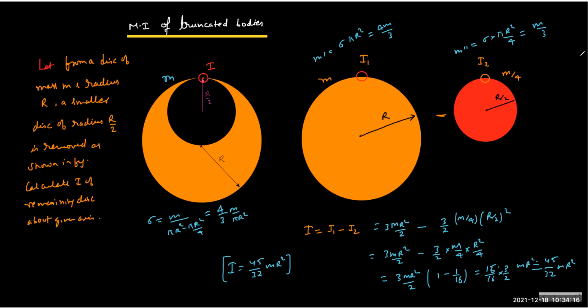If this is given, then how to write? The question that we began with gave that m is the mass of the full disk from which we have removed the other disk. So let from a disk of mass m and radius r, a smaller disk is removed. Now this question can be rephrased in another way also.